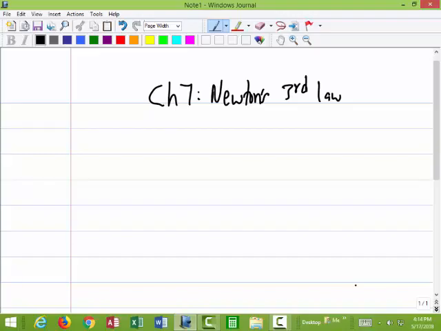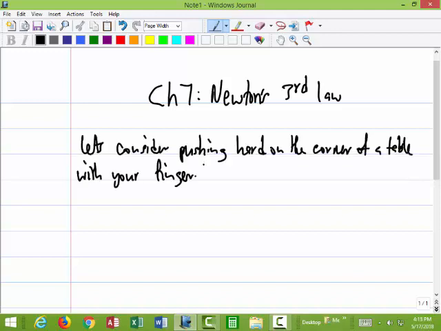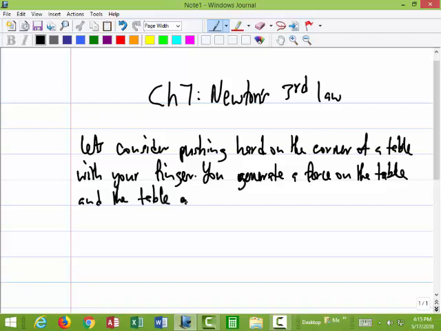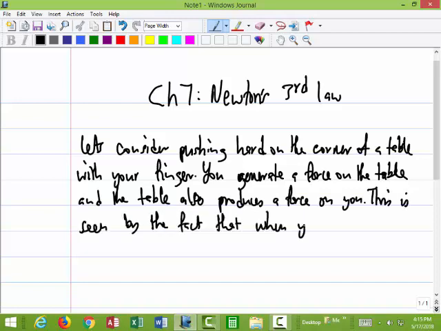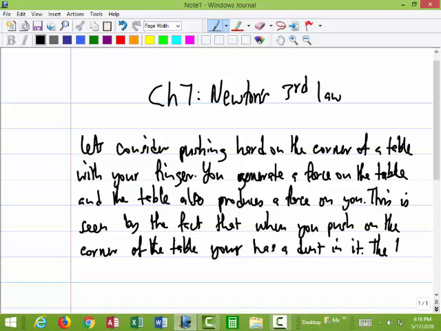Okay, this is chapter 7, Newton's third law. Let's consider that you push hard on the corner of a table with your finger. You generate a force on the table, and the table also produces a force on you. This is seen by the fact that when you push hard on the corner of the table, your finger has a dent in it. The dent becomes deeper as you push harder.